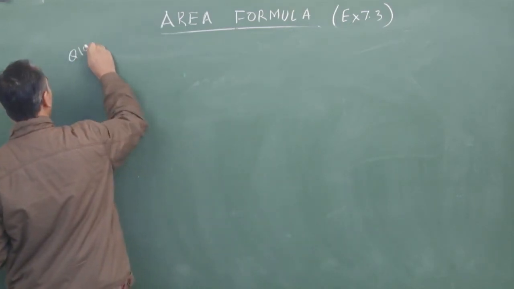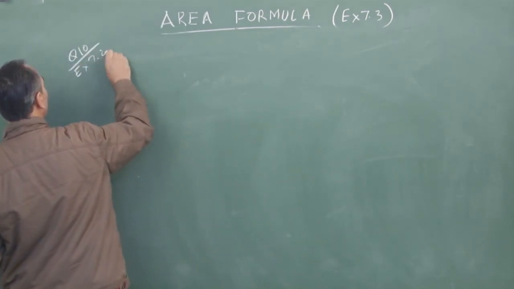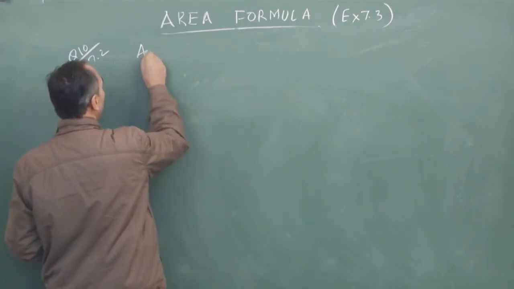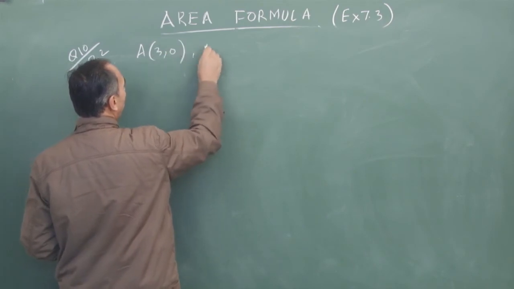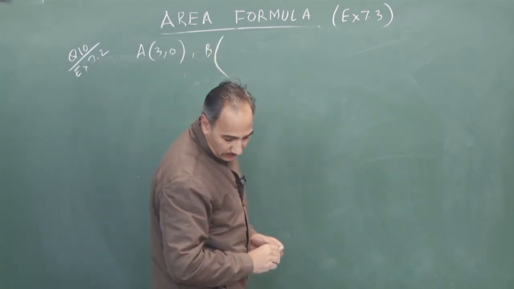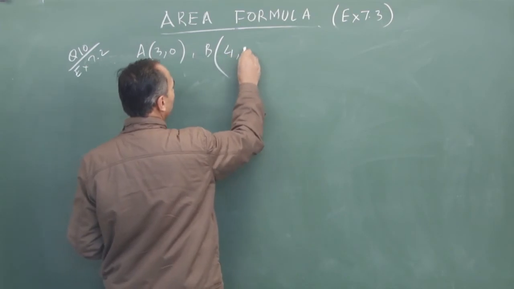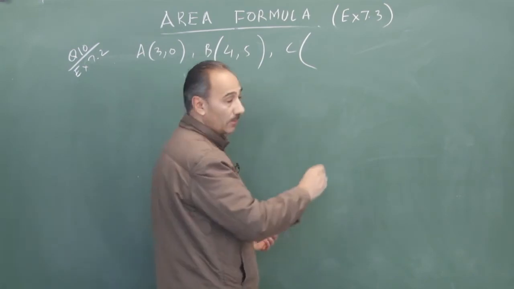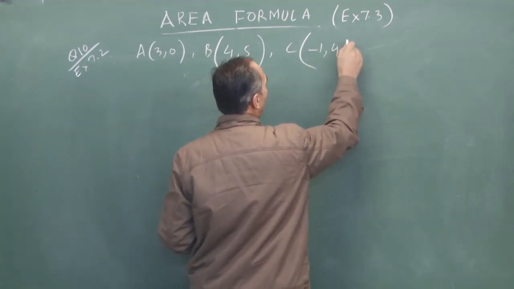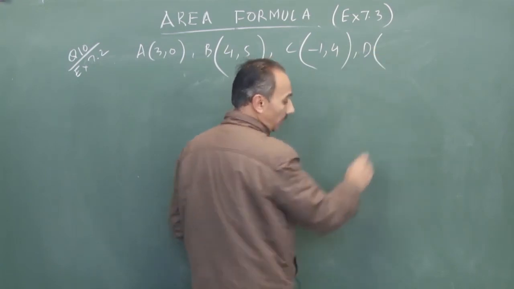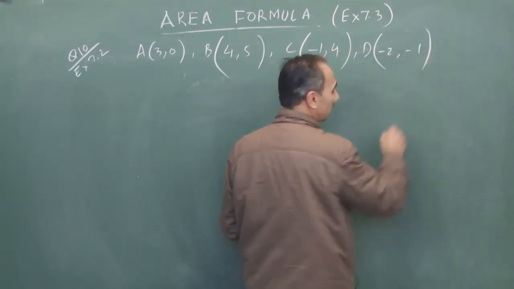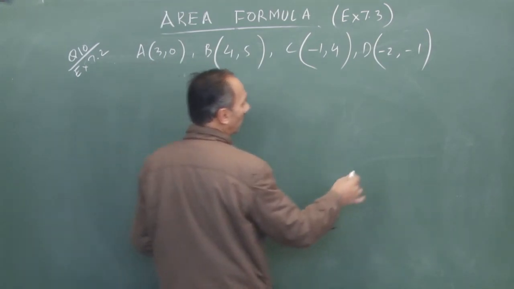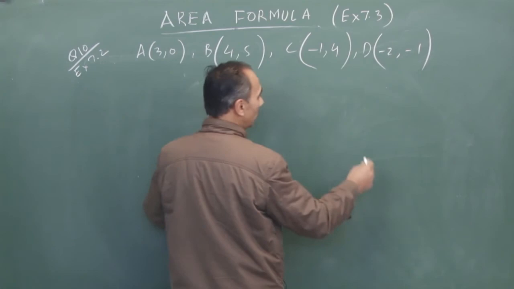This is question 10, exercise 7.2. A rhombus is given whose vertices are: coordinates of A are 3, 0; coordinates of B are 4, 5; coordinates of C are -1, 4; and coordinates of D are -2, -1. Now find the area of the rhombus.